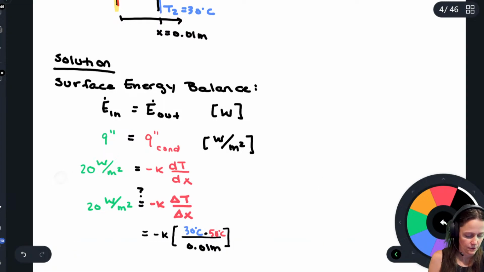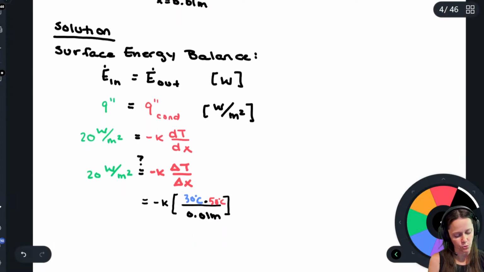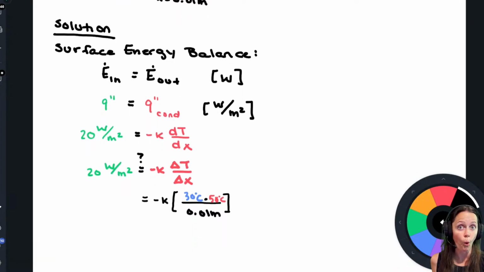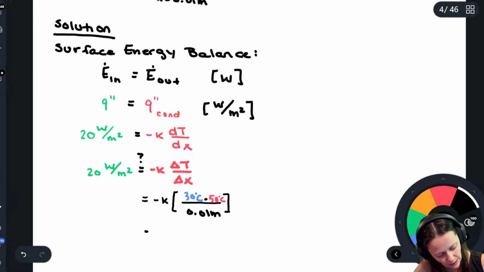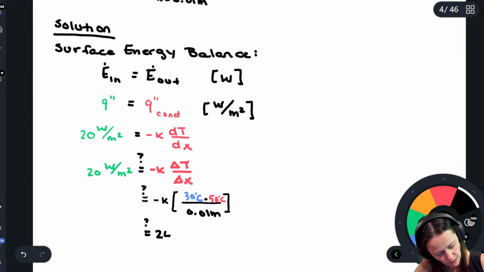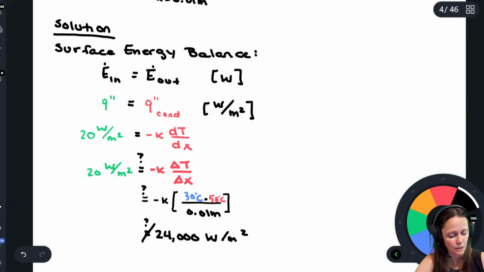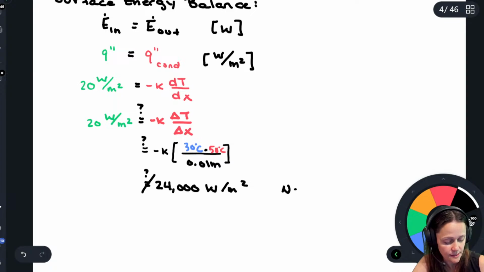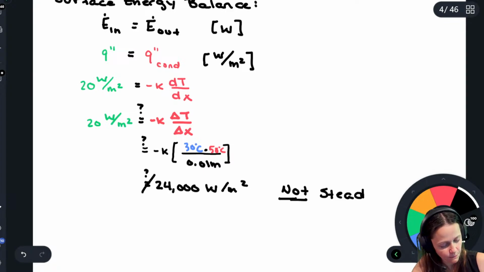Perfect. And then the k, of course, I think they gave that to us. Yeah, 12 watts per meter Kelvin or 12 watts per meter degree Celsius. Either one, doesn't matter. But again, seems like we have figured out that they are not equal because this is 24,000 watts per meter squared. So definitely not equal. And so what we can say in this scenario is that nope, it is not steady state.